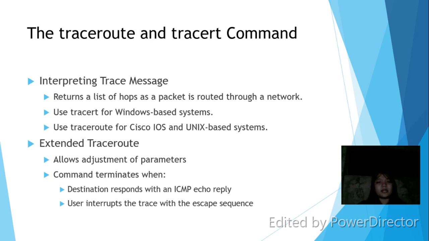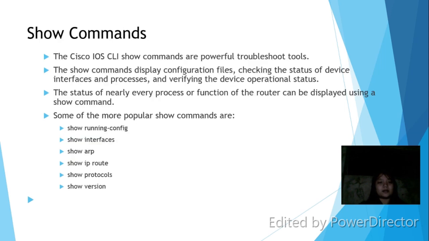The traceroute and tracert command. Interpreting trace messages. Returns a list of hops as a packet is routed through a network. Use tracert for Windows-based systems. Use traceroute for Cisco IOS and Unix-based systems. Extended traceroute allows adjustment of parameters. The command terminates when the destination responds with an ICMP echo reply. The user interrupts the trace with the escape sequence.